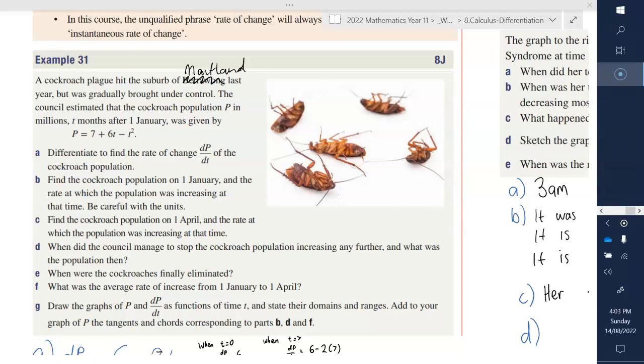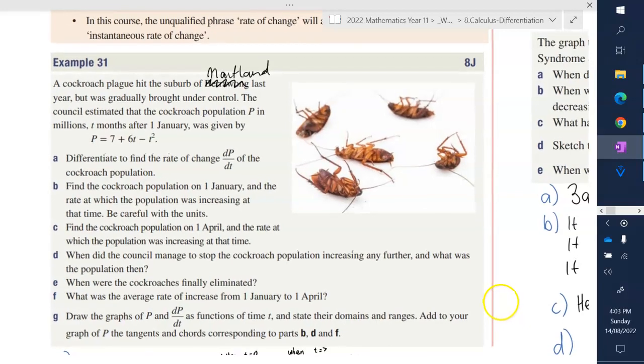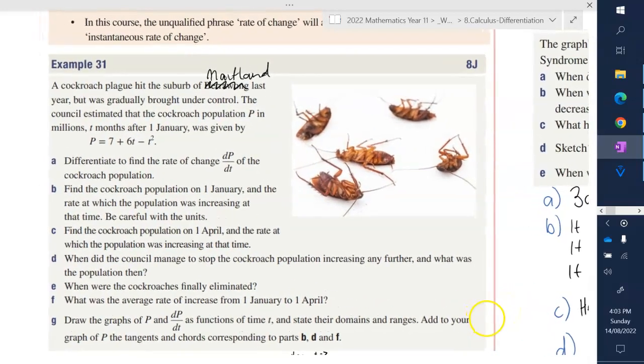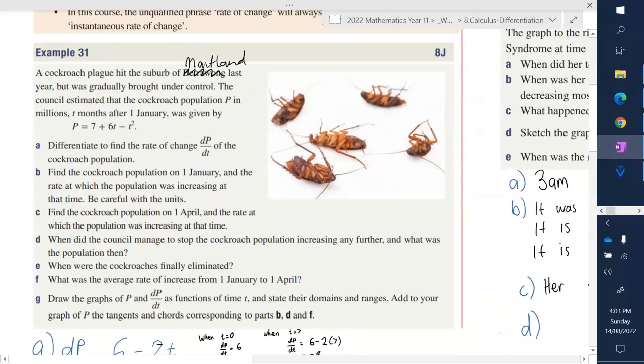Hi, we're just going to finish off our rates of change section with the last question that I forgot to pop up. So here it is, the cockroach question. You've got it on your sheet, we're talking about Maitland. It's the one from the textbook, we've just changed it slightly. A cockroach plague hit the suburb of Maitland last year, but was gradually brought under control.